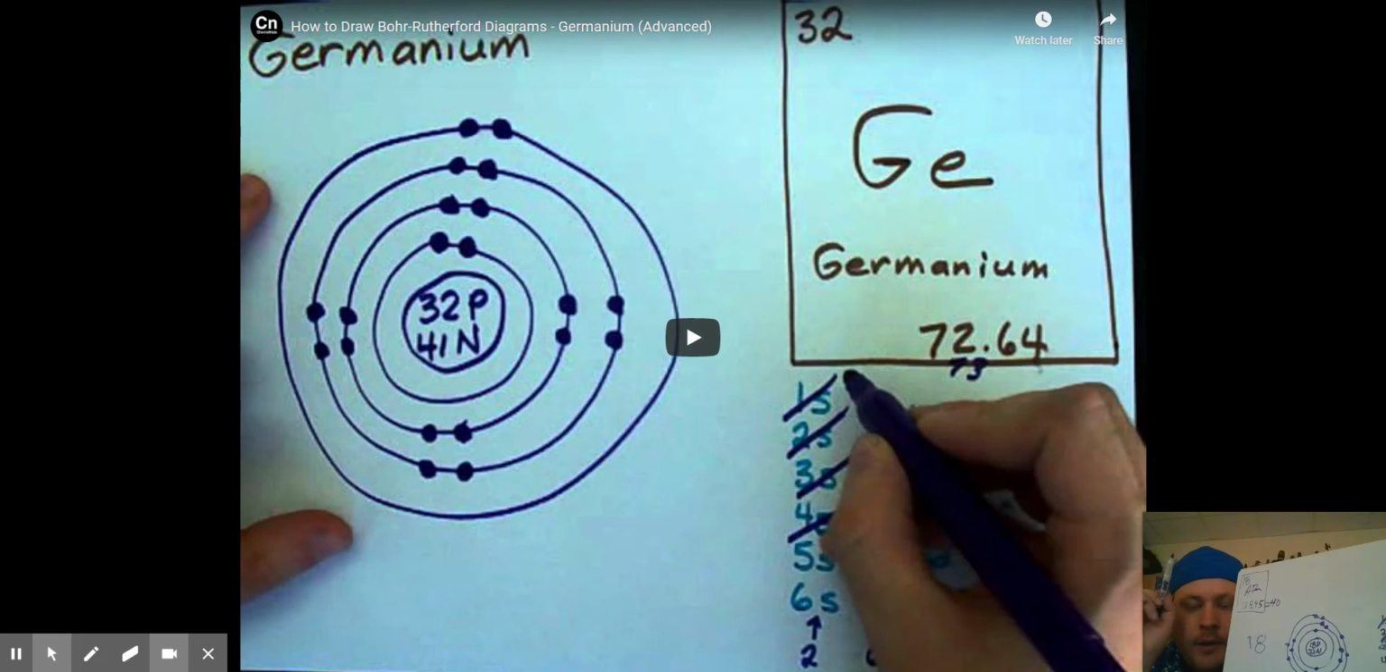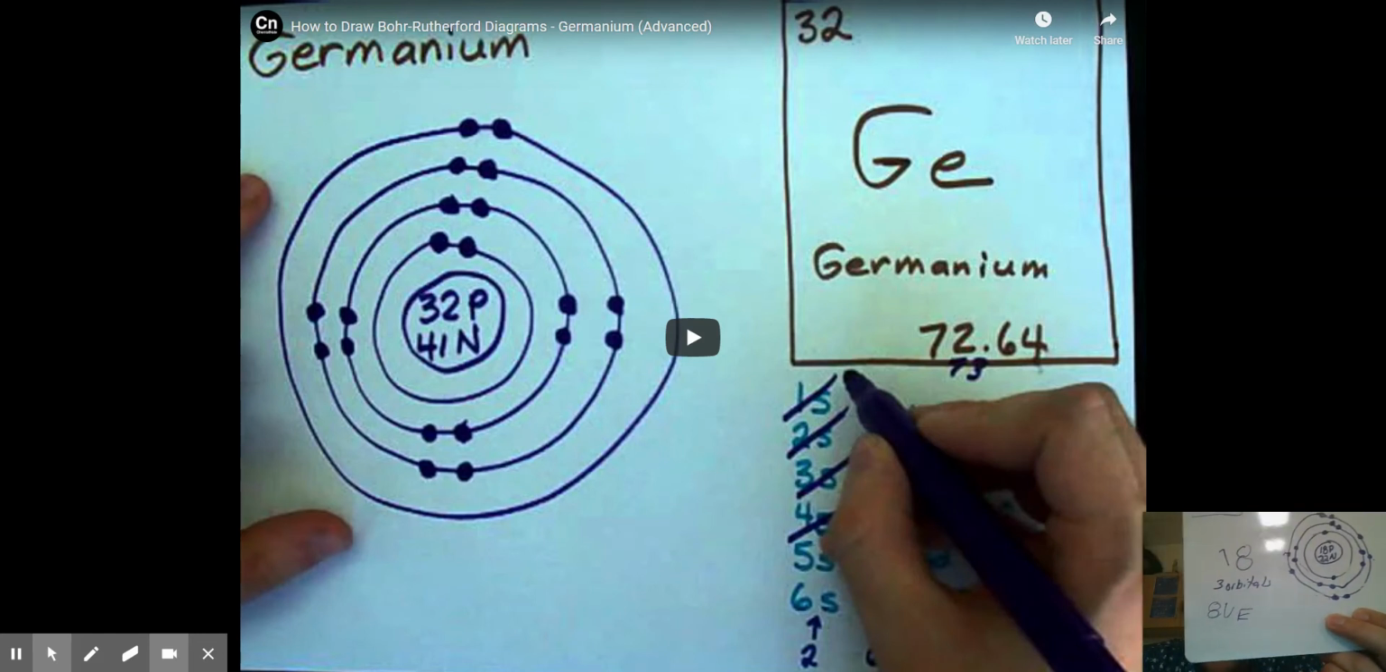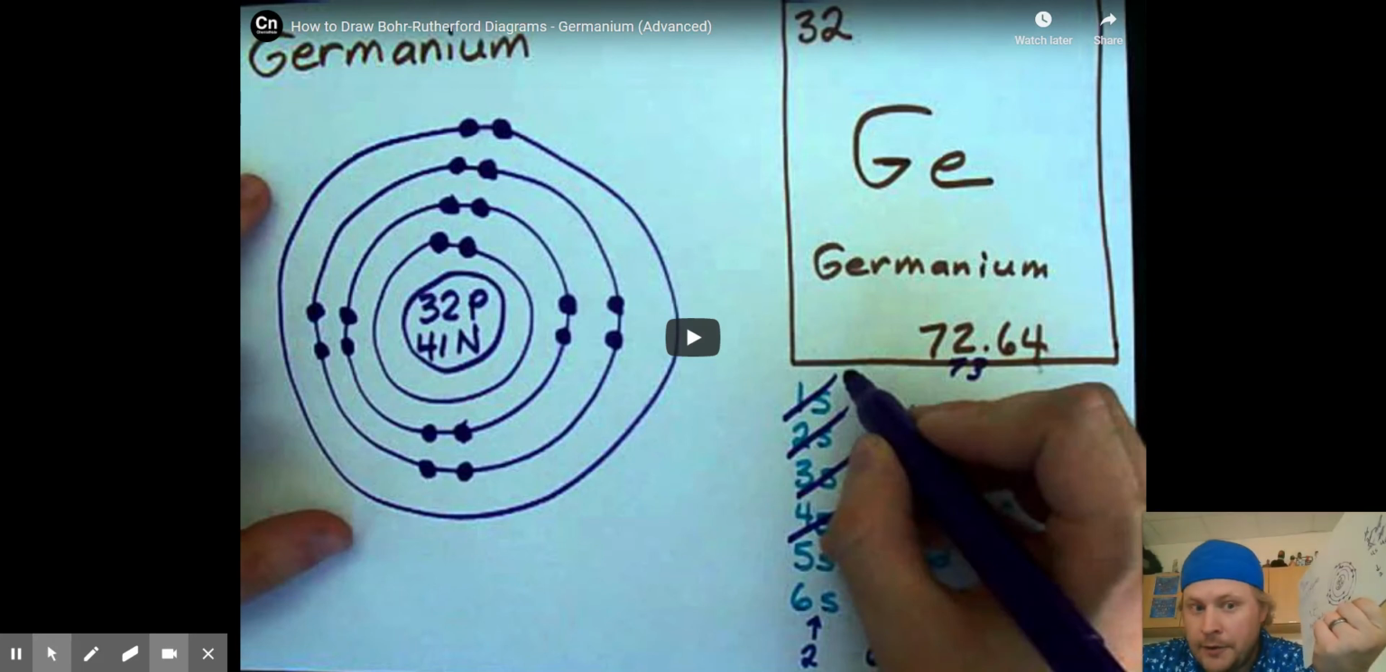We need to figure out the number of orbitals and how many valence electrons are in the outermost level. So let's go through. Let's count our orbitals. 1, 2, 3. So I'm going to write that down. 3 orbitals. And I'm going to count the maximum number. If you remember from our periodic table, what is the maximum number on the outermost? It should be 8. So let's see if we have 8 or less. 1, 2, 3, 4, 5, 6, 7, 8. 8, and I'm just going to put VE. VE stands for valence electrons. That information right there is going to tell us some important information in a little bit.